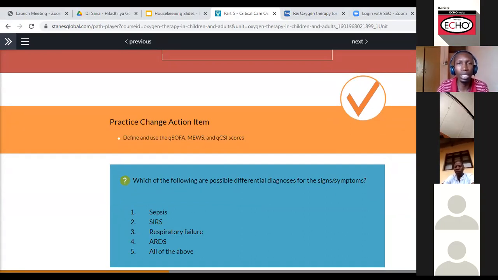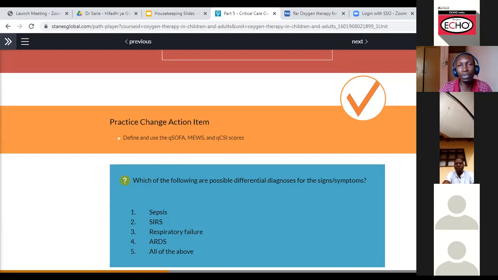oxygen levels. Now that we know critical care is time-based interventions, where you are trying to run against organ failure, is there anything that maybe we can do to prevent any organ failure? This will be the part that we'll be discussing now. So we'll go through the qSOFA, MEWS, and the other scores.